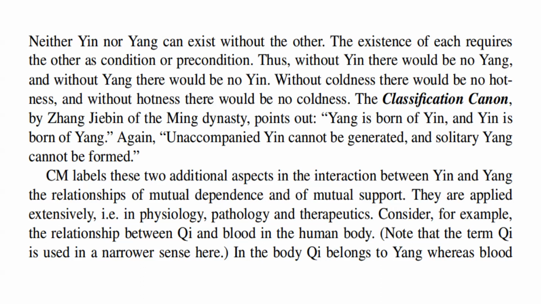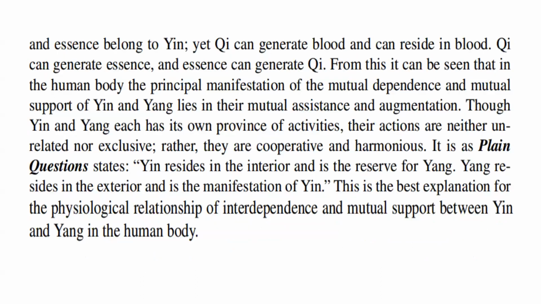Consider, for example, the relationship between qi and blood in the human body. Note here that the term qi is used in a narrower sense. In the body, qi belongs to Yang, whereas blood and essence belong to Yin. Yet, qi can generate blood and can reside in blood. Qi can generate essence, and essence can generate qi. From this, it can be seen that in the human body, the principal manifestation of the mutual dependence and mutual support of Yin and Yang lies in their mutual assistance and augmentation.